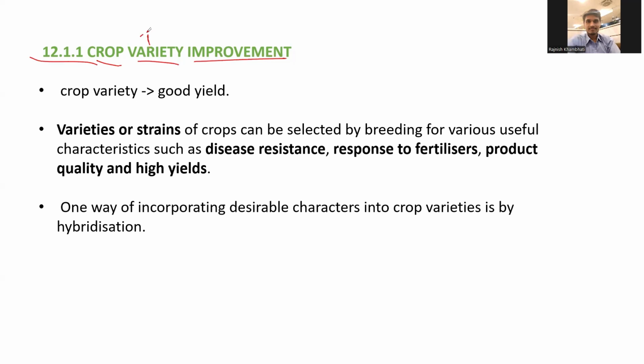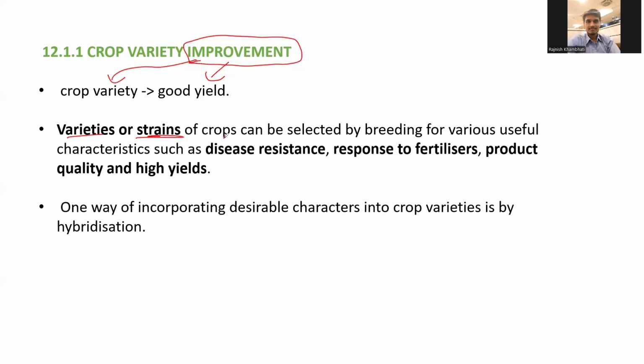Over here, variety we can use as a type of a crop. If the variety of the crop is good, we can get good yield. If the variety is not good, we cannot get the good yield. That means variety is very important. And so we will be improving variety of the crop to get the good yield. We have to improve the yield, and that's why we have to improve the good variety.